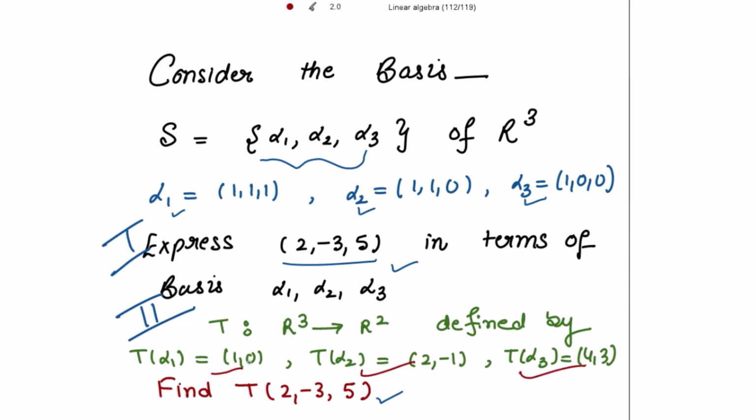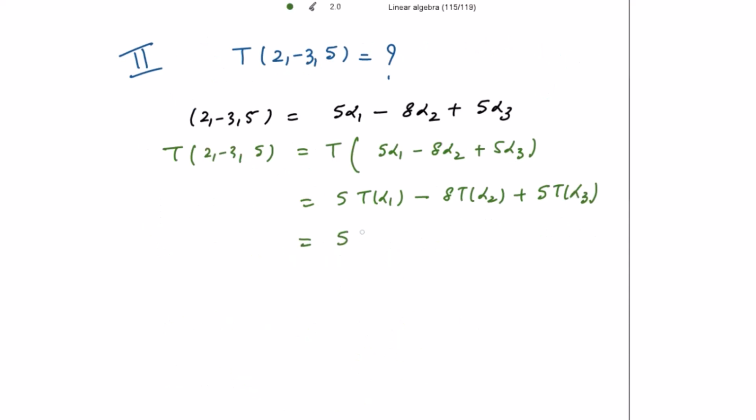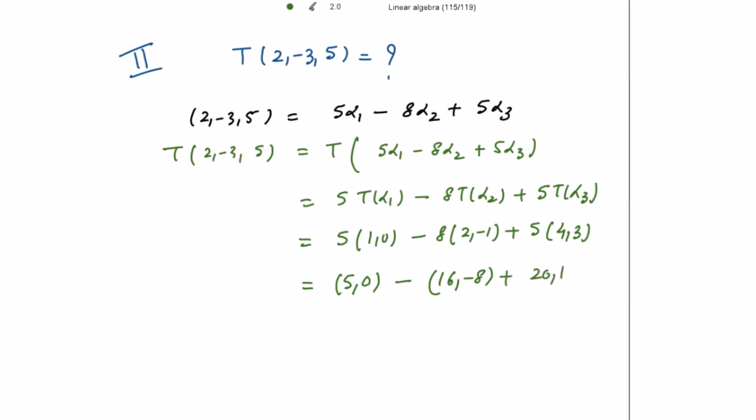T alpha 1 is 1, 0. T alpha 2 is 2, minus 1. T alpha 3 is 4, 3. Let's put these values. So this is 5 into, what is T alpha 1? It is 1, 0, minus 8, T alpha 2 is 2, minus 1, plus 5, T alpha 3 is 4, 3. So from here we get 5, 0, minus 16, plus 8, plus 20, 15.